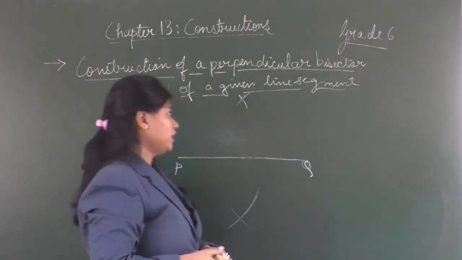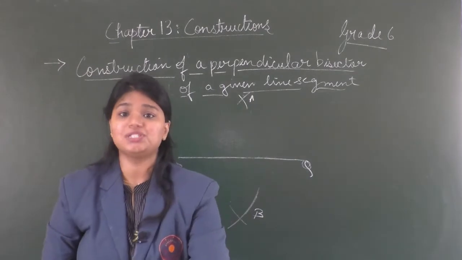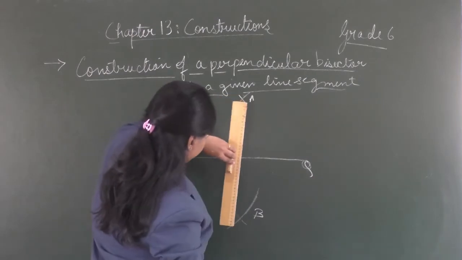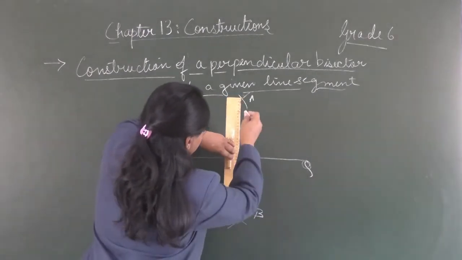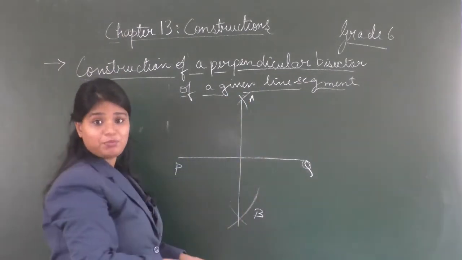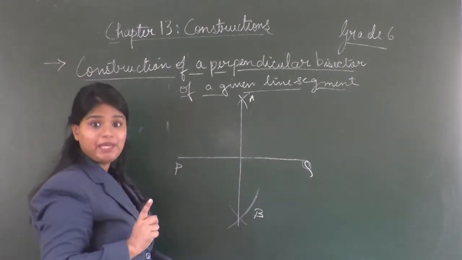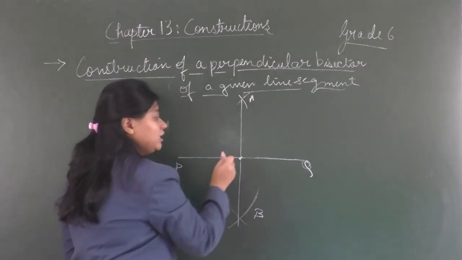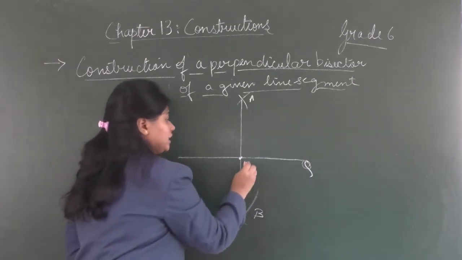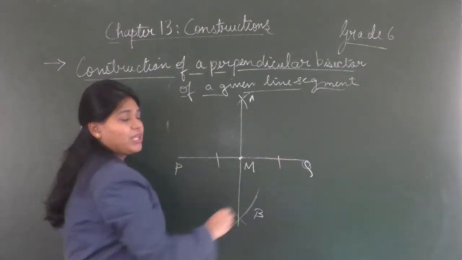So we will name these 2 points, let's name them A and B. Now what you will do, you will take your ruler and join point A and point B, like this. So when we join point A and point B, we have got a perpendicular bisector of line segment PQ, right? And this is bisecting or dividing the line segment PQ into two equal halves at point M. So we can say that PM is equal to MQ.